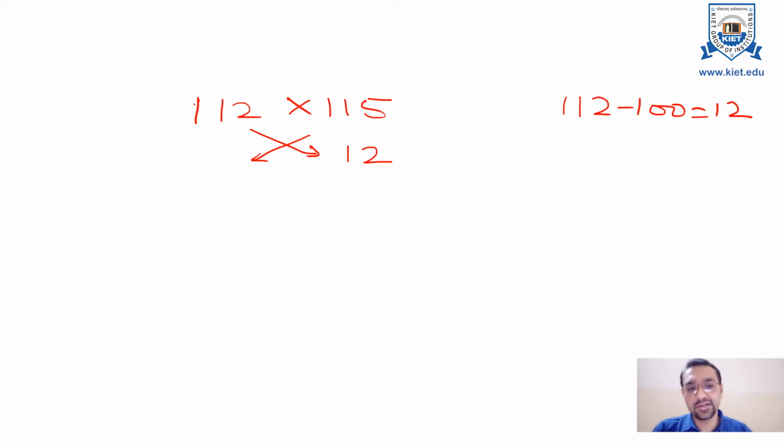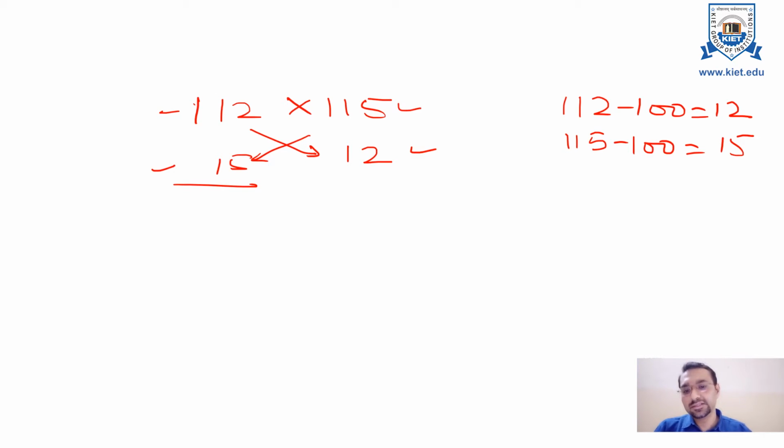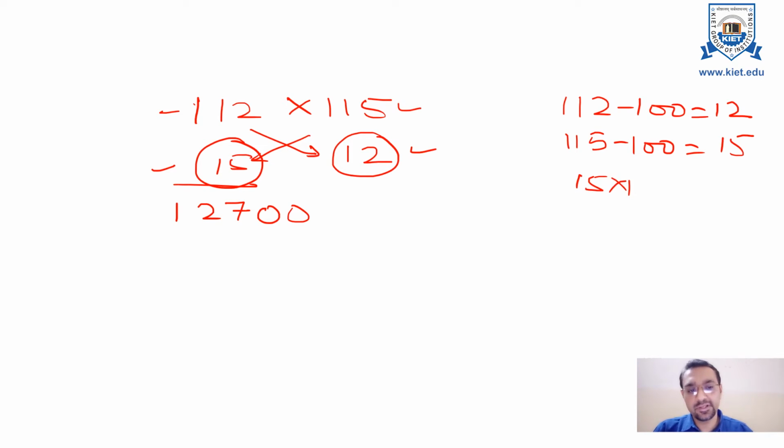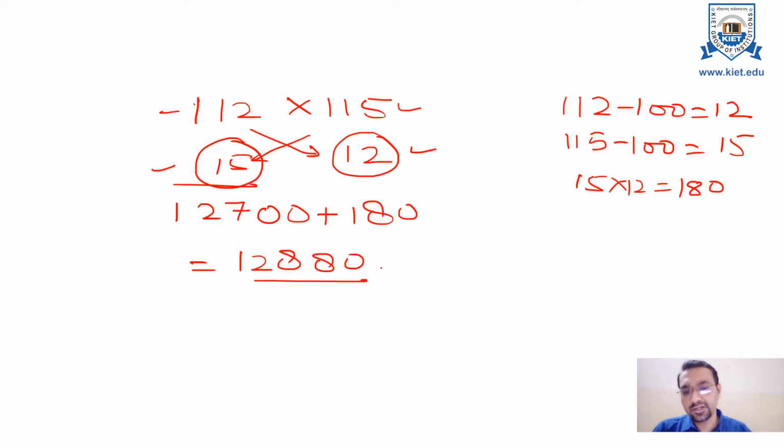Similarly, 115 minus 100 will give you 15. Either add these two numbers or add these two numbers, you will get the same addition, 127. Then multiply this number by 100, or just simply add two zeros. Thereafter take the product of these two numbers, 15 and 12. That will give you 180. And you have to add this number to 12700. So you will get 12880. Okay, so this will be your answer.